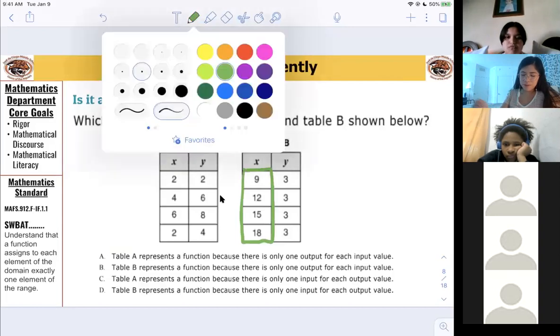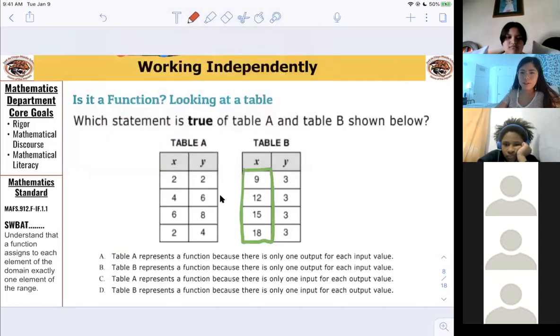Now, what's wrong with table A? Why is table A not a function? Because it has two 2s on the input. Two different outputs. Right. The 2 goes to the 2, but the 2 also goes to the 4. So those inputs have 2 outputs. The 2 has 2 outputs. So we know that A is not a function. So I can cross out A and C.